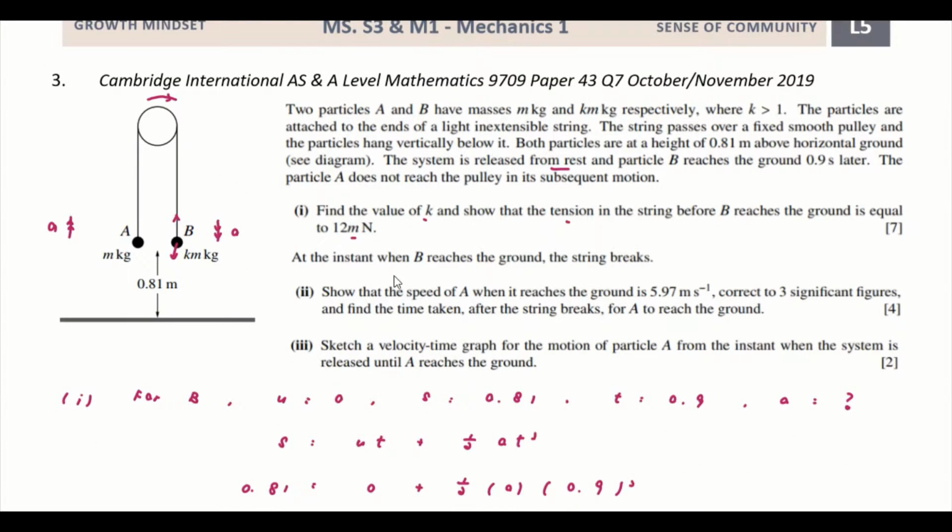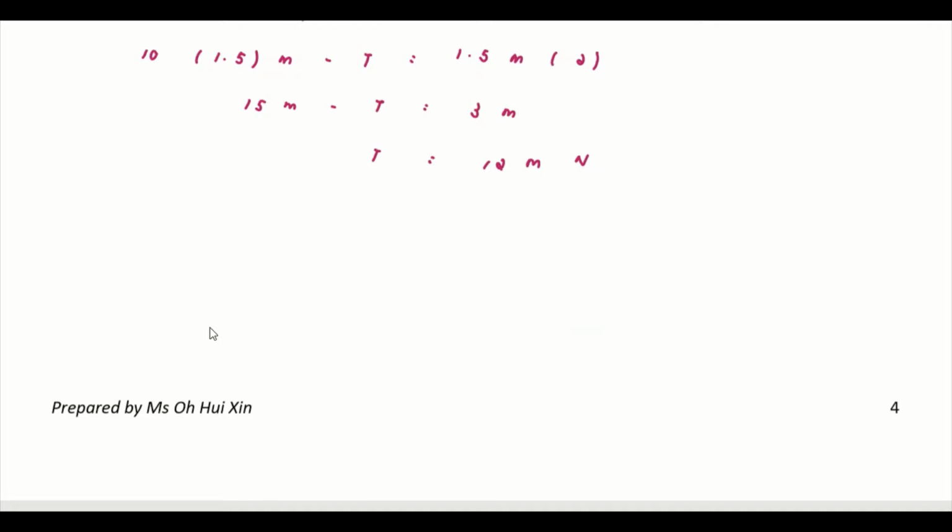At the instant when B reaches the ground, the string breaks. Okay, so what happened here is this thing is moving, right? So I think we can try to draw it. You have this horizontal ground just now. So this is a pulley. For this part, B is actually reaching the ground already. But when B reaches the ground, the string actually breaks. Maybe I draw before break first.